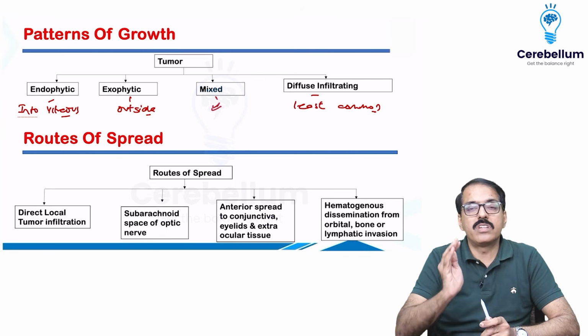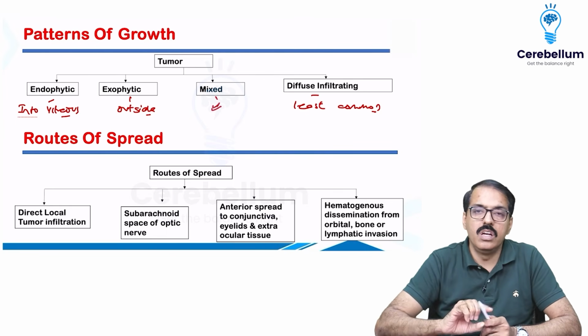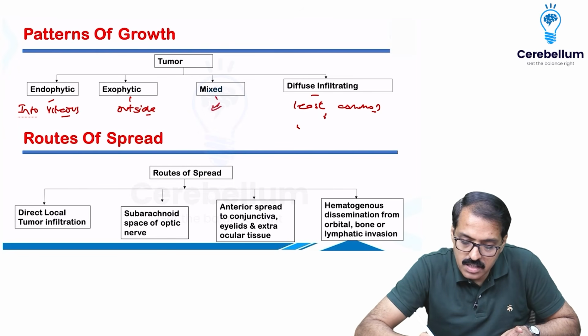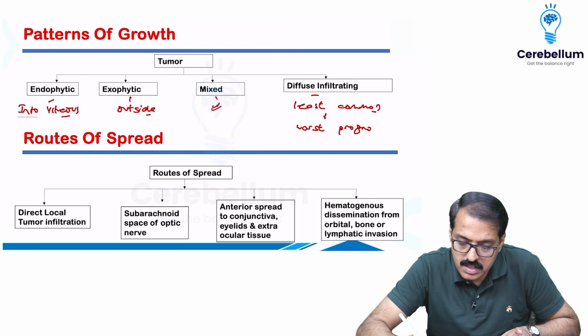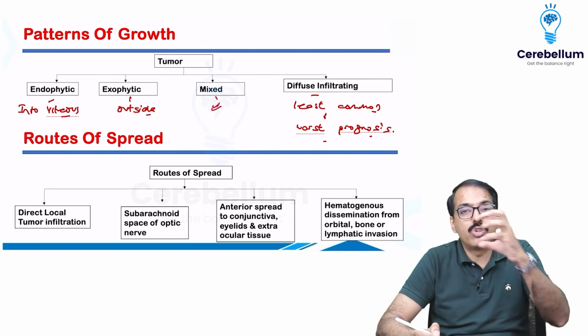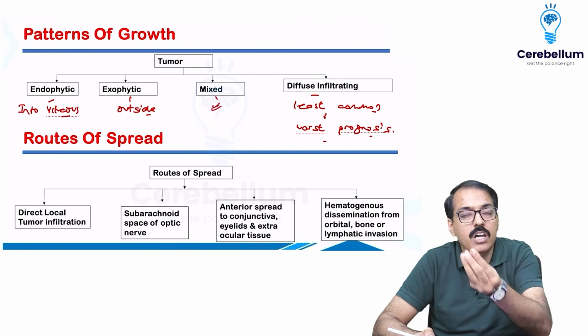Okay. In this, what is happening? It is growing along the coat of the eye only. So this is the diffuse infiltrating type. This has the worst prognosis because obviously the patient will present very, very late. Whereas a tumor which is growing into the vitreous cavity will present faster because the patient will present with a leukocoria.